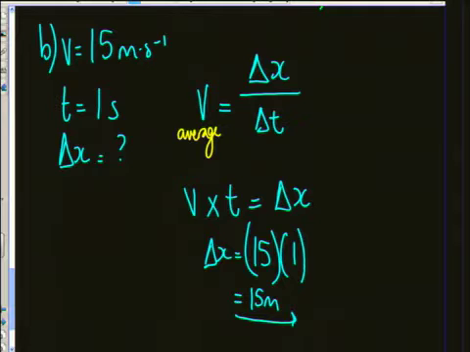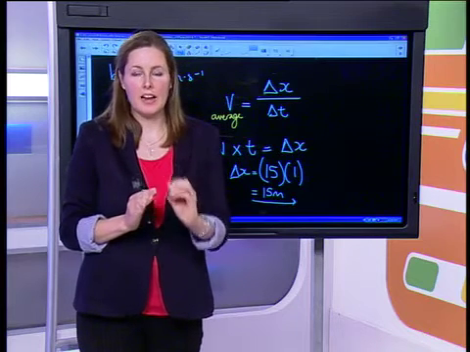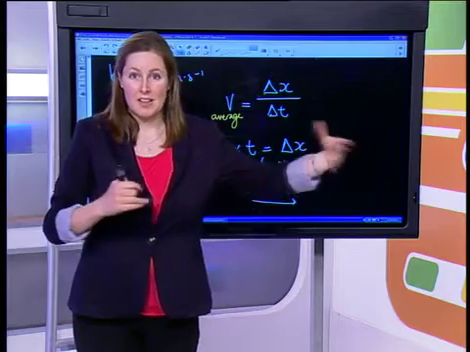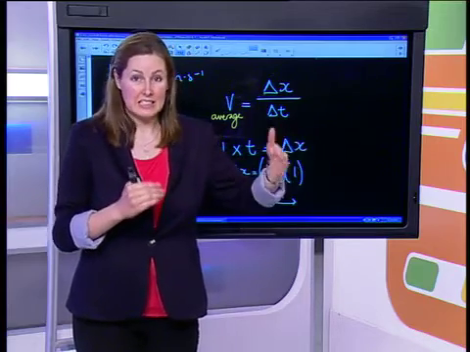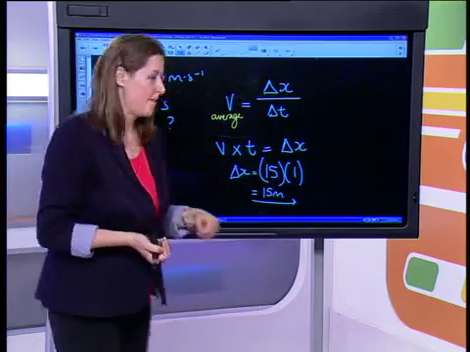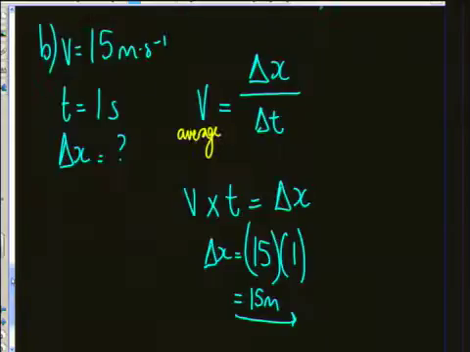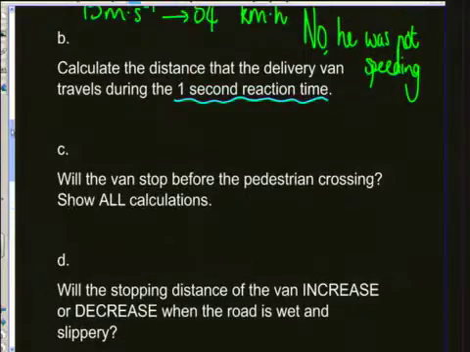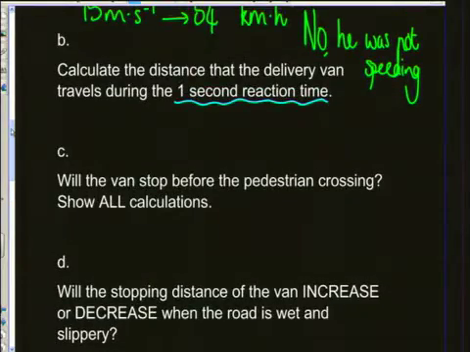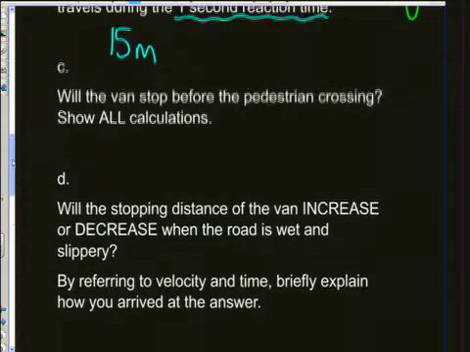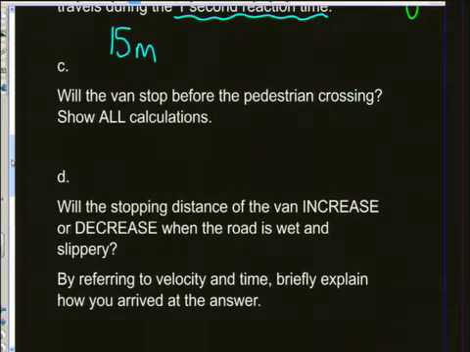Notice you would identify that he has already traveled 15 meters before he starts braking. And that's very important because now he's only got a much shorter distance to stop the van. Next question. Calculate the distance. We had there, it was 15 meters. Will the van stop before the pedestrian crossing?